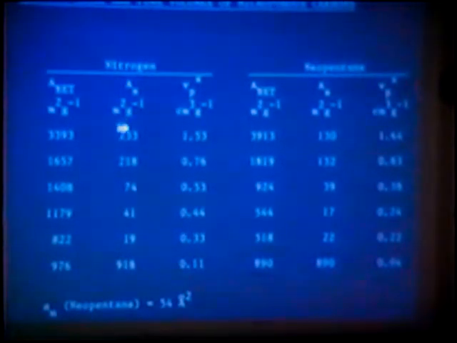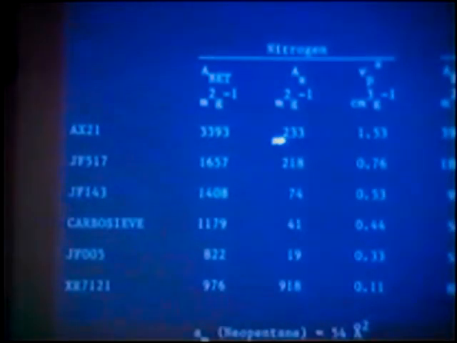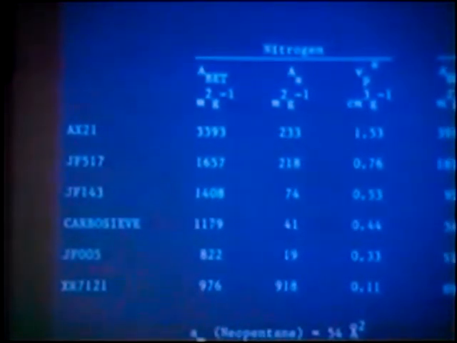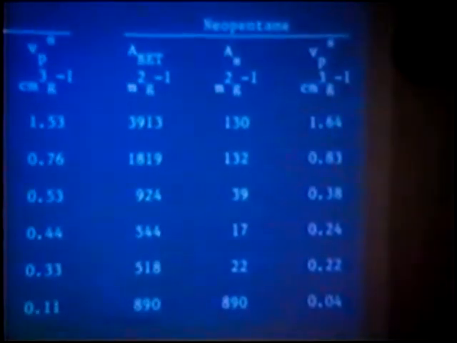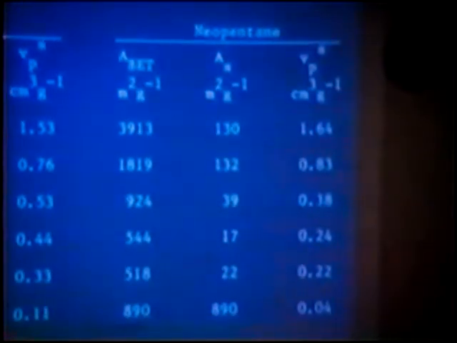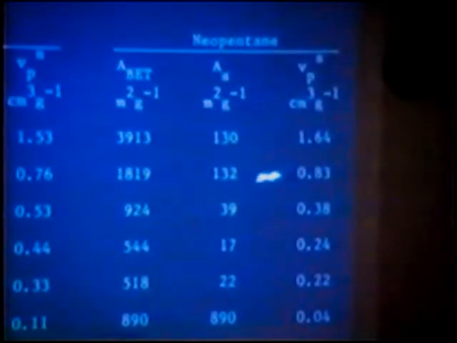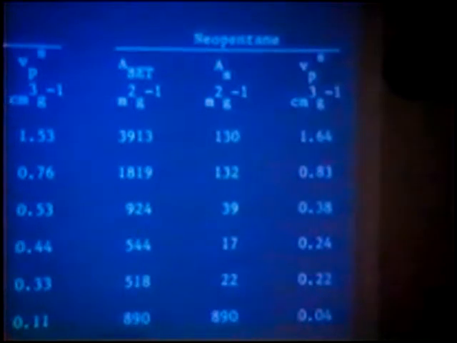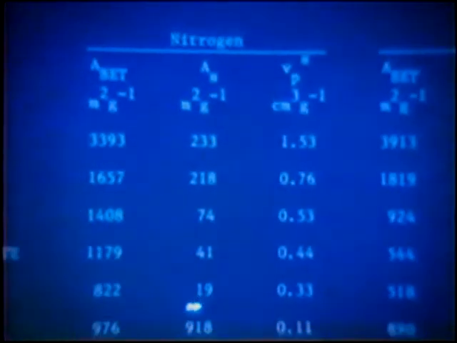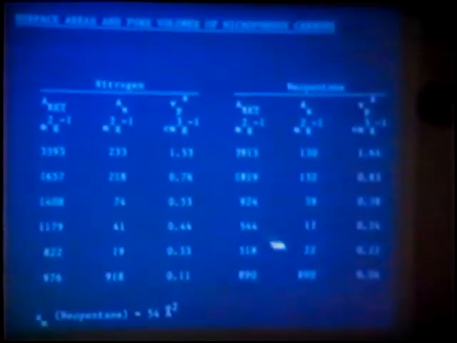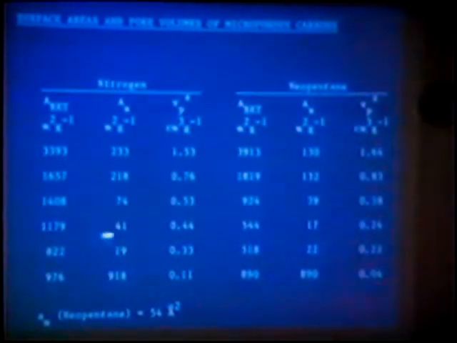If you notice here, external area with respect to nitrogen appears to be 230 square meters per gram, as against an external area with respect to neopentane, 130. Again, large difference in this one, 218, 132. Almost by chance, I think we get quite good agreement in this particular case, 19 and 22, that's remarkably good agreement, but those are very low external areas in any case.